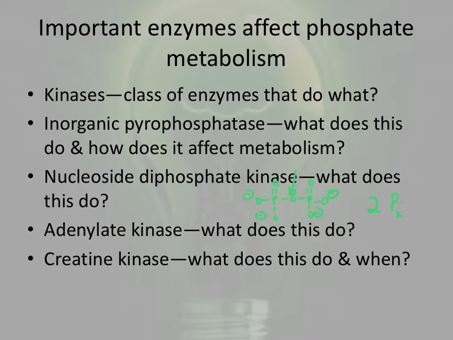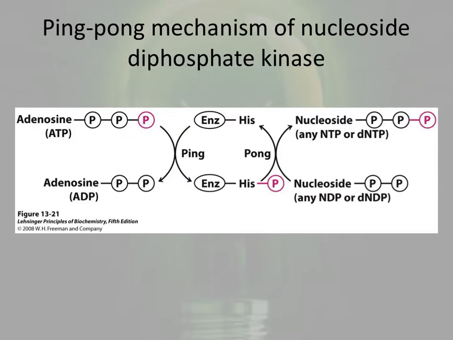And then we have adenylate kinase, which literally means it's going to add the phosphate to an adenylate group. The creatine kinase would be making phosphocreatine. So that's the kind of stuff that you should be able to know. There's this whole idea of a ping pong mechanism, they call it. We see this a lot of times with transfers.